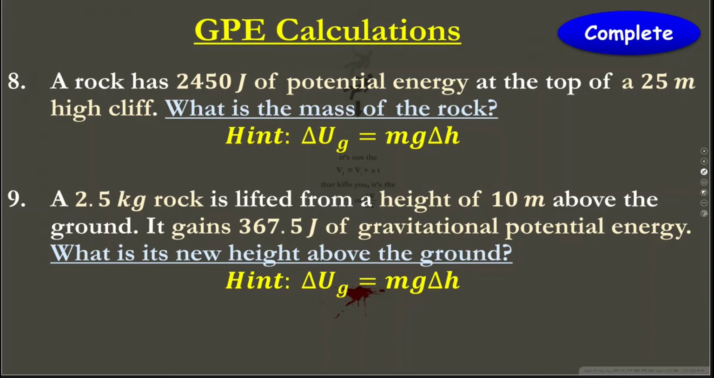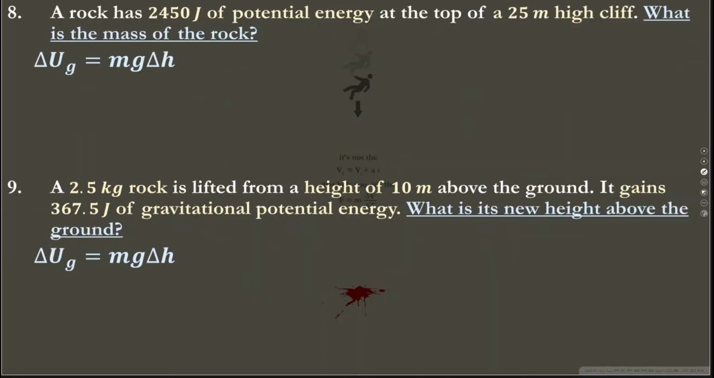And we have a rock with 2,450 joules of potential energy at the top of a 25-meter high cliff. What is the mass of our rock? So what we're trying to find here is M. Okay. Question 9, we're also trying to find the change or the height we're at. So let's try and break it down.